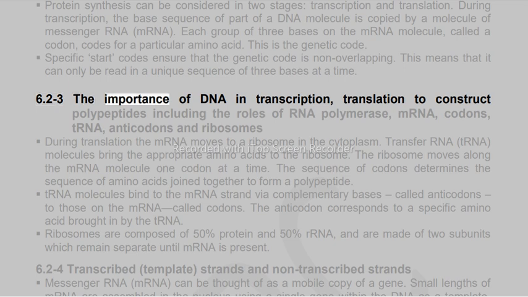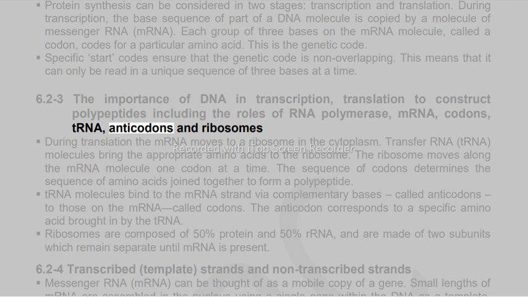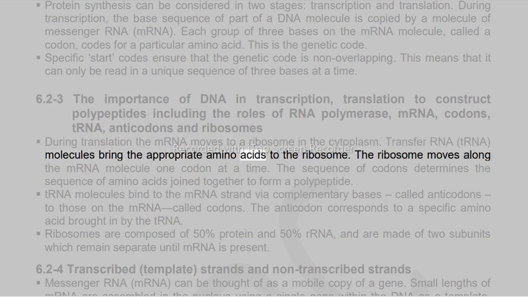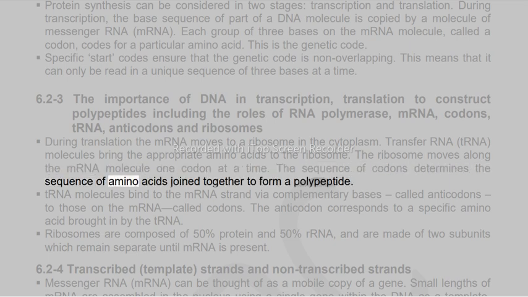6.2.3 The importance of DNA in transcription and translation to construct polypeptides, including the roles of RNA polymerase, mRNA, codons, tRNA, anticodons, and ribosomes. During translation the mRNA moves to a ribosome in the cytoplasm. Transfer RNA, tRNA, molecules bring the appropriate amino acids to the ribosome. The ribosome moves along the mRNA molecule 1 codon at a time. The sequence of codons determines the sequence of amino acids joined together to form a polypeptide.